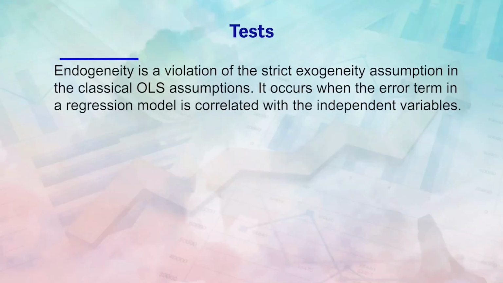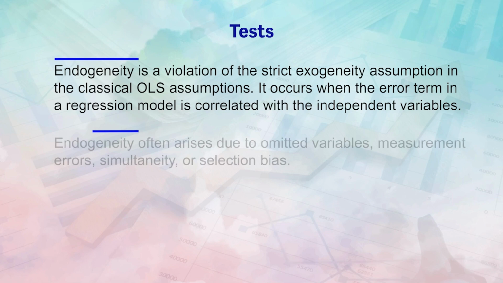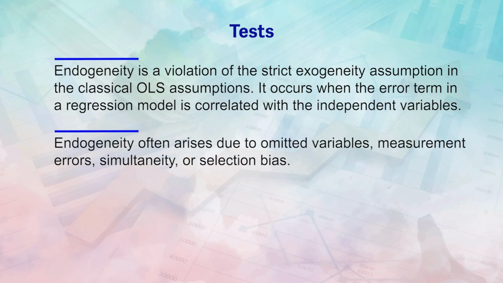Another violation that crops up in this regard is endogeneity. Endogeneity is basically what is explained by the violation of strict exogeneity, which occurs whenever the error and the independent variables are related. This is because of omitted variables, measurement error, or the two models being interconnected.